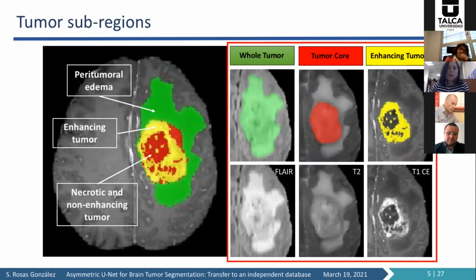This can be reorganized in three different subregions: the whole tumor, that is the union of these three regions, the tumor core, that is the union of the red and yellow regions, and the enhancing tumor in yellow. These regions can be easily distinguished in three different modalities, that are the FLAIR, the T2, and the T1 with gadolinium.